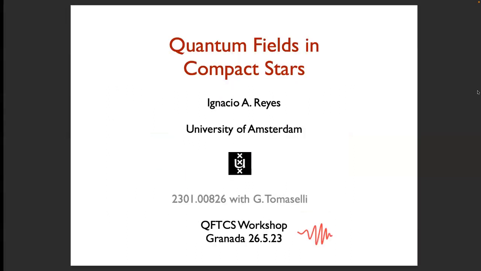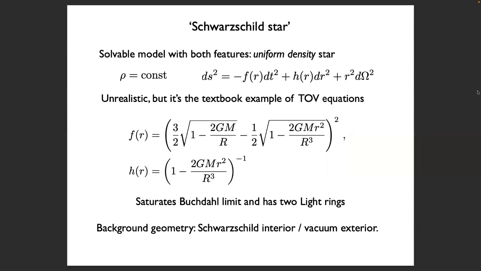Okay, so one very simple example that exhibits both of these features is a very famous solution found by Schwarzschild. That's the uniform density star. So the equation of state is the density is simply a constant. And again, this is spherically symmetric. Of course, this is an unrealistic solution. We don't expect any star to look like this, but it's a classic textbook solution to the TOV equations.